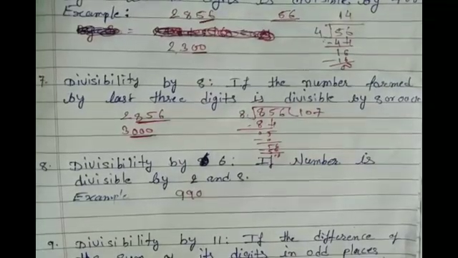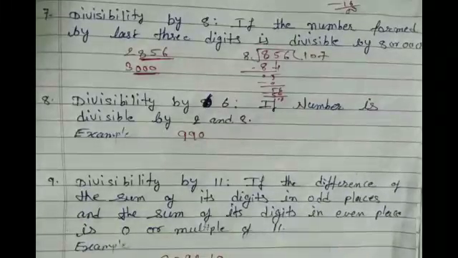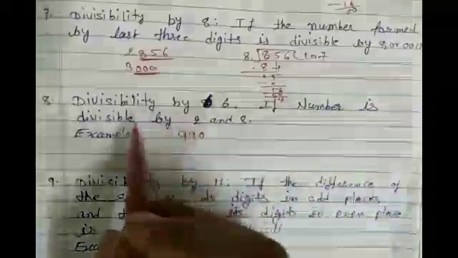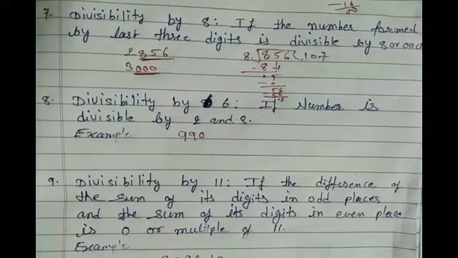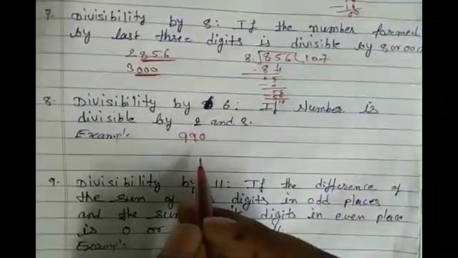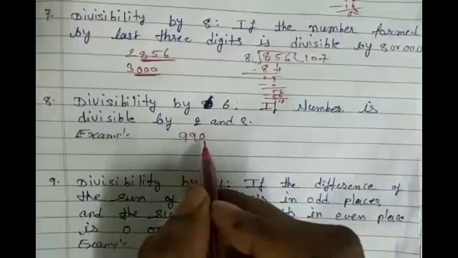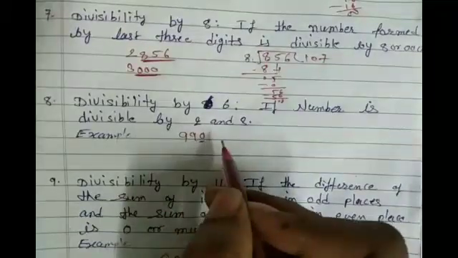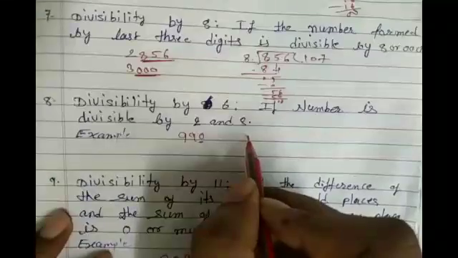Now the next topic, divisibility by 6. If the given number is divisible by both 2 and 3, then it is divisible by 6. Let's check. We have a number, for example 990. We check whether it is divisible by 2 or not. To check, we take the last digit, which is 0. So yes, it is divisible by 2.